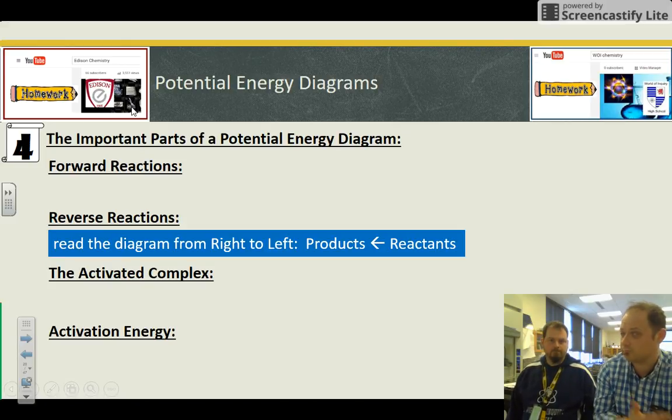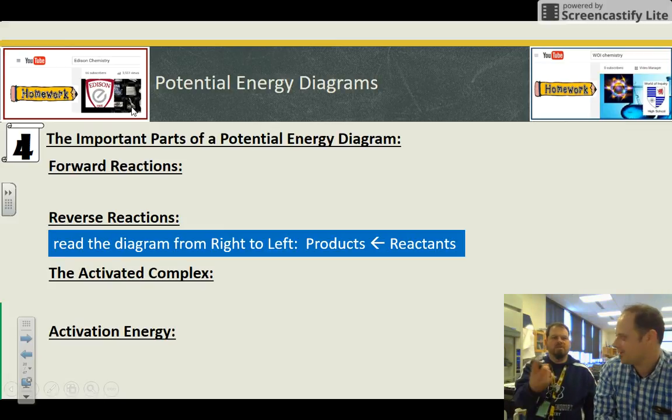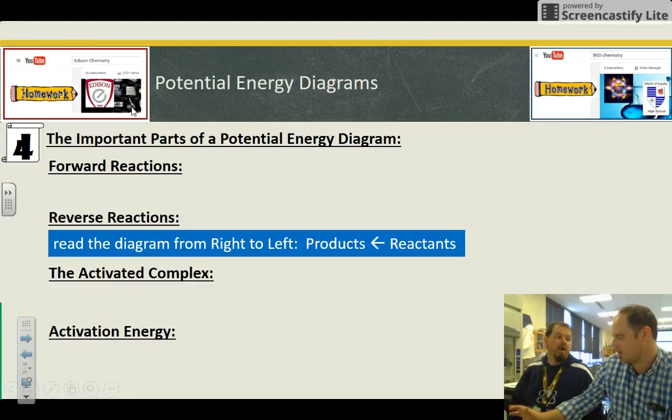So we go from right to left. Got those words mixed up. Oopsies. No big deal. But it goes back. It's got the reactants on the product side. That's why I get it now. Because if the reaction is reversed, what would typically be the product becomes the reactant.